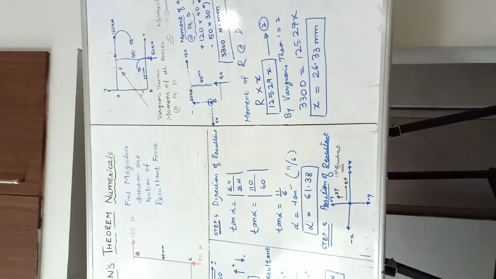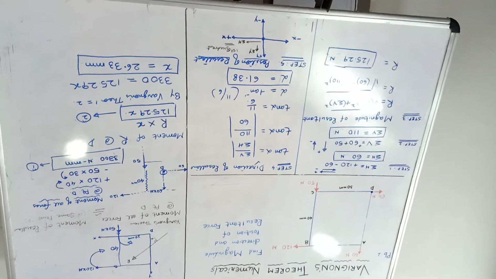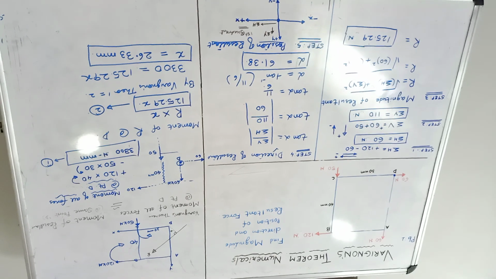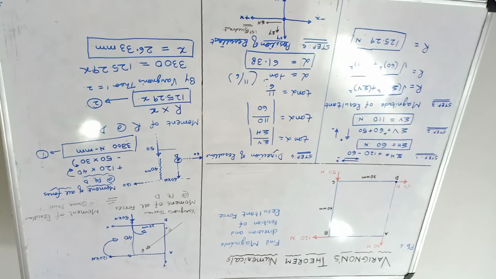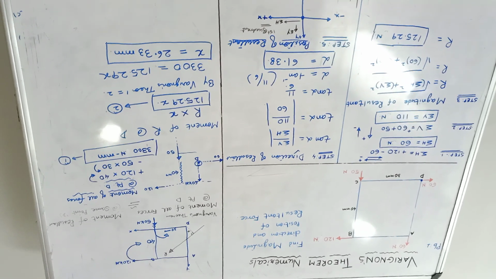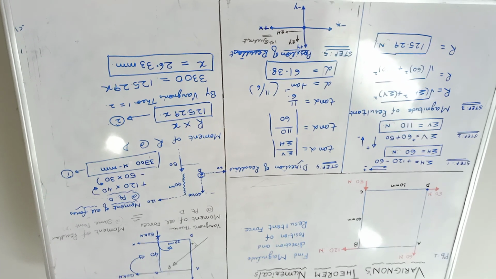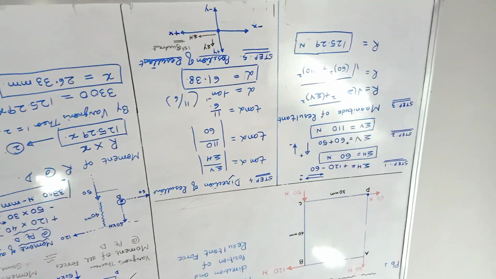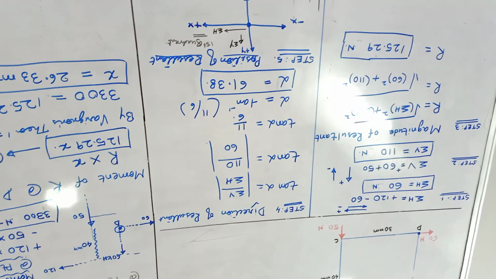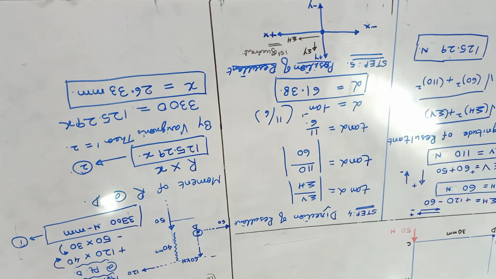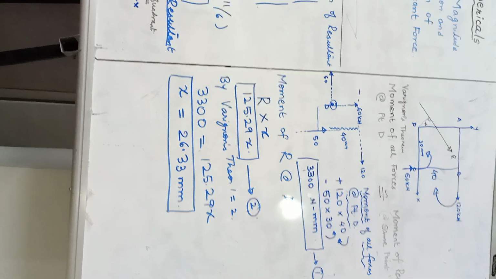Now I will explain again what we have to do. We have to find the resultant. To find the magnitude of the resultant, we have to find the algebraic summation of sigma H and the algebraic summation of sigma V. The formula for finding the magnitude R gives 125.29, that is the magnitude. Then the direction can be found using our formula: alpha is equal to sigma V upon sigma H. So alpha is equal to 61.38, that is the direction.